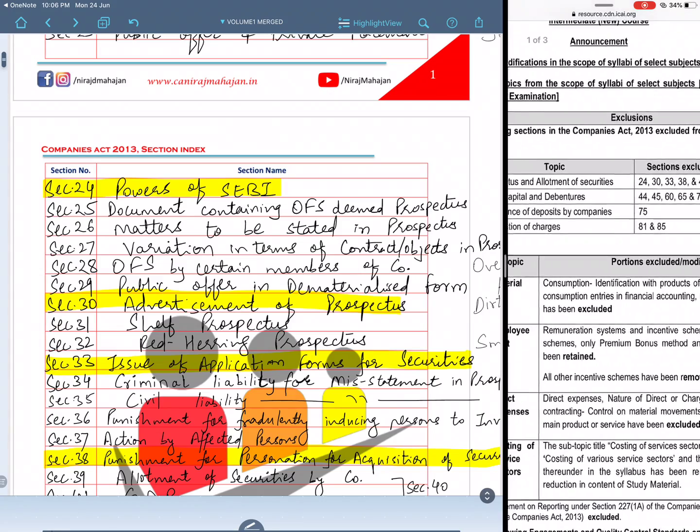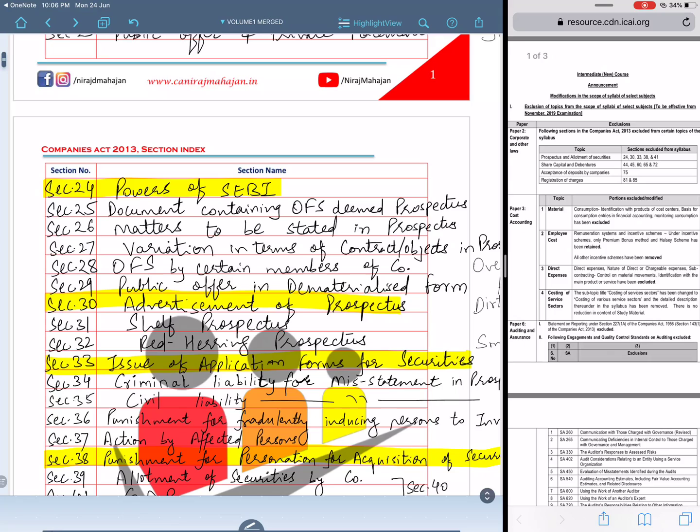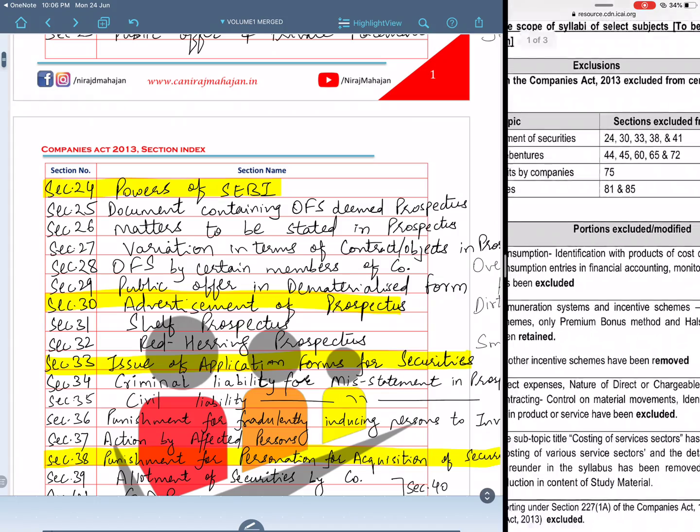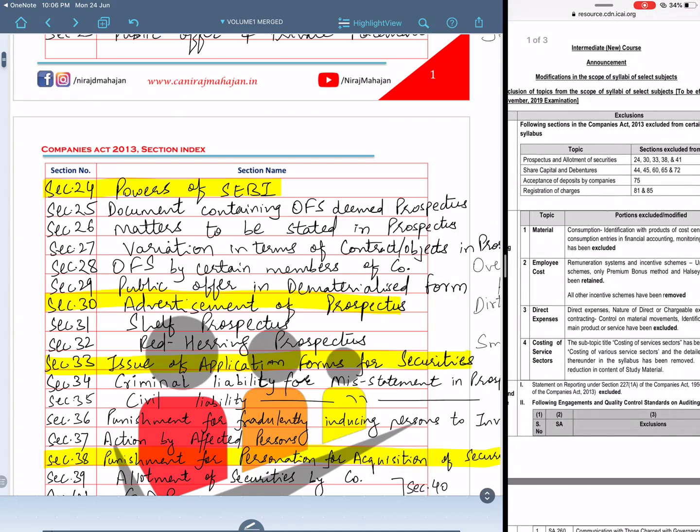So first of all, we're talking of exclusion. Something is removed, so it is one of the good things for all you students. Many of you have already studied for group 1 paper 2 law, and so many sections have been removed from your syllabus. Honestly, many of these sections were very small or very simple, but some of them have been very important. So let us go through them quickly.